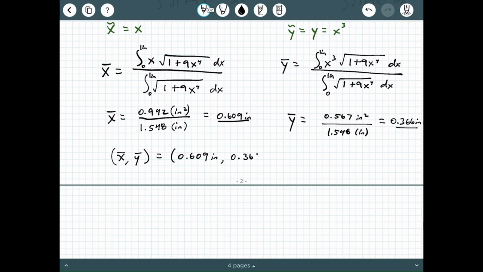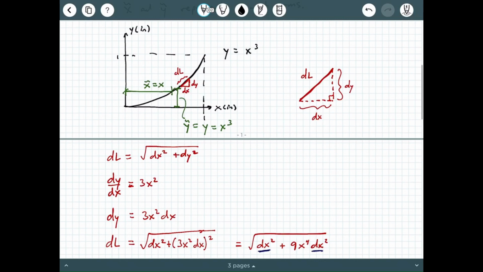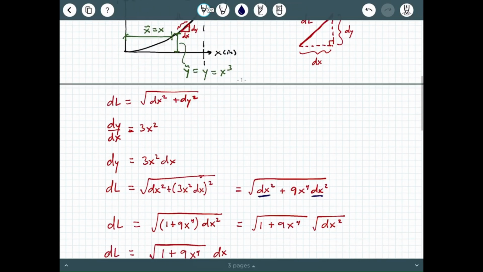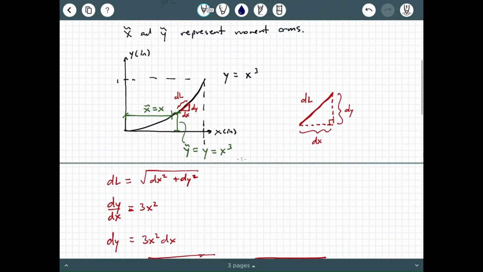So my coordinates of the centroid are x bar comma y bar equals 0.609 inches, comma 0.366 inches. And that's my answer. And if you wanted to include that on your plot up here, then that would be, let's see, 0.609 and 0.366. So that's going to be maybe right here, and yeah, it's hard to see that. It's somewhere in this general area. So you could draw that to scale and find out exactly where that is.